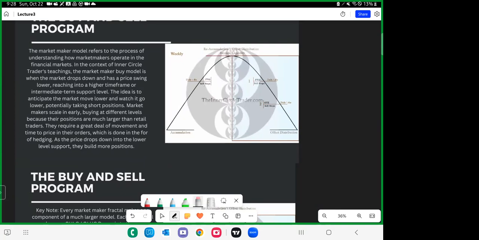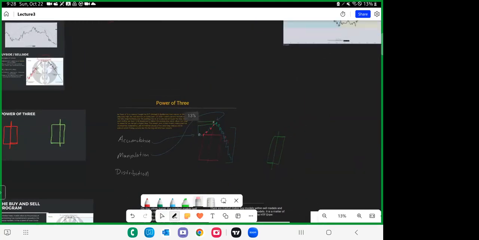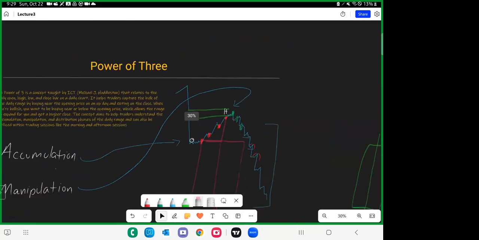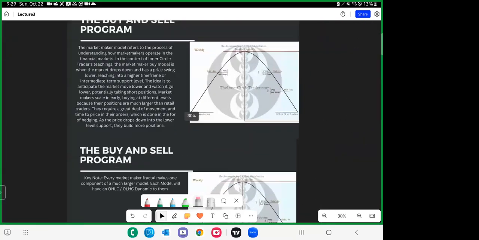The idea is to anticipate the market move lower and watch it go lower, potentially taking short positions. No different than here, right? If we were expecting price to go lower, we will watch it go higher first and potentially take those buy positions. Why? Because we understand where the array is, and we understand that array should be the catalyst or the turning point for price action. So that's in comparison, that's what this part is saying.